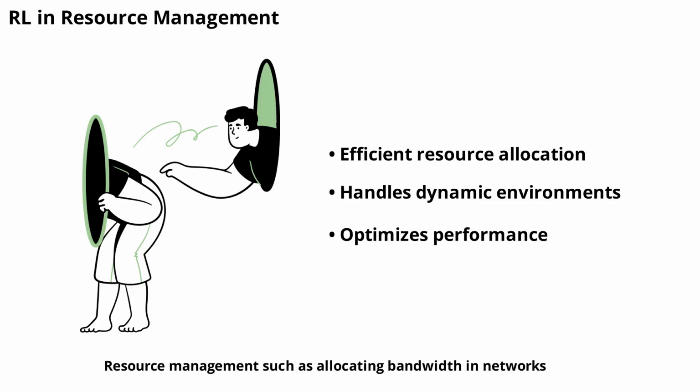Resource management, such as allocating bandwidth in networks or scheduling jobs in data centers, can be improved with RL. Agents learn to allocate resources efficiently, balancing competing demands and optimizing performance. RL's flexibility allows it to handle complex, dynamic environments where traditional rules may fall short.